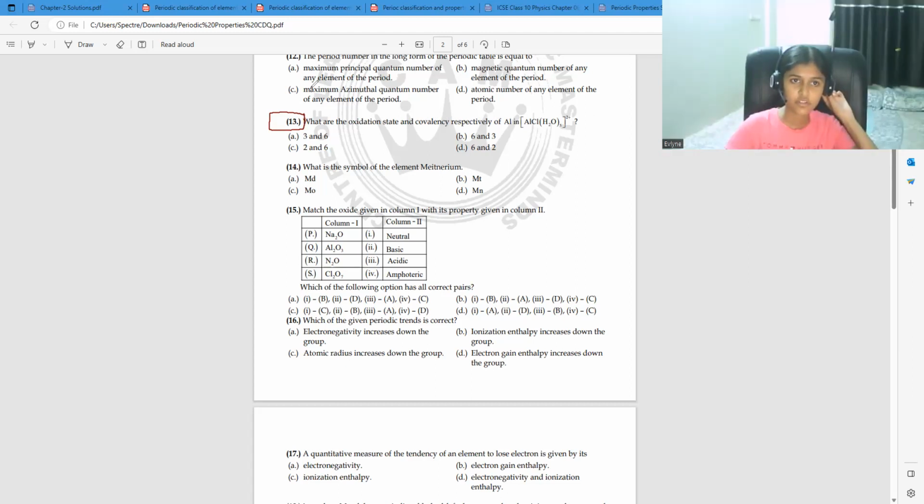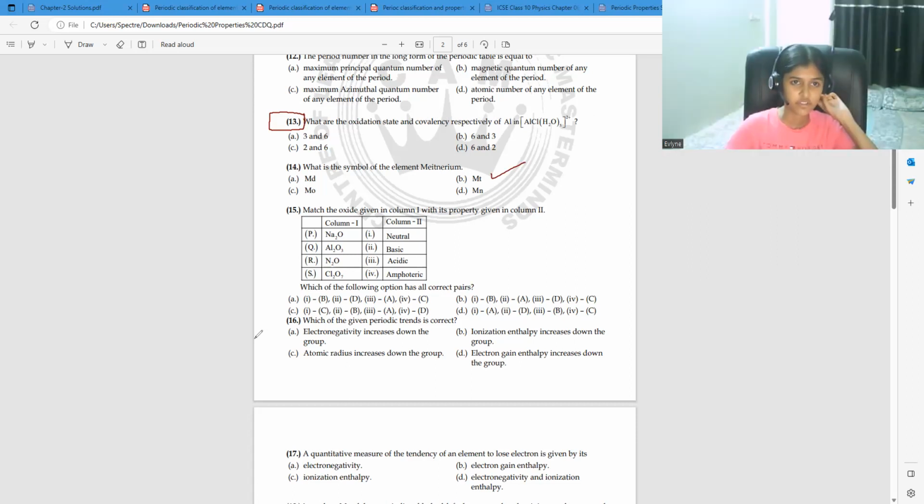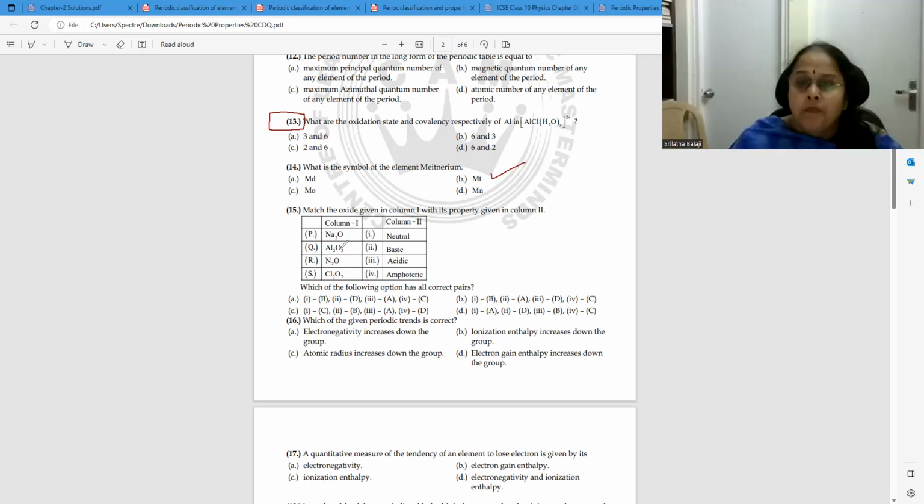What's the symbol for meitnerium? B option. Option B. It's there in your textbook if you see. That's what I told you. Coming to 15. A option.